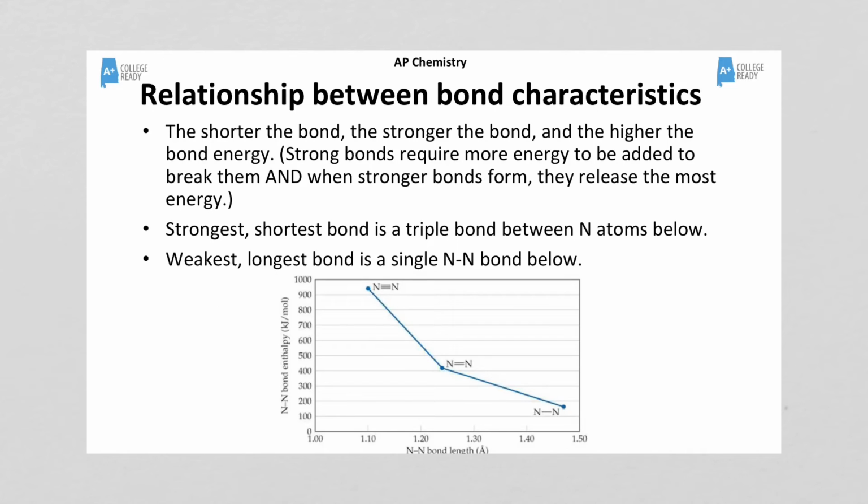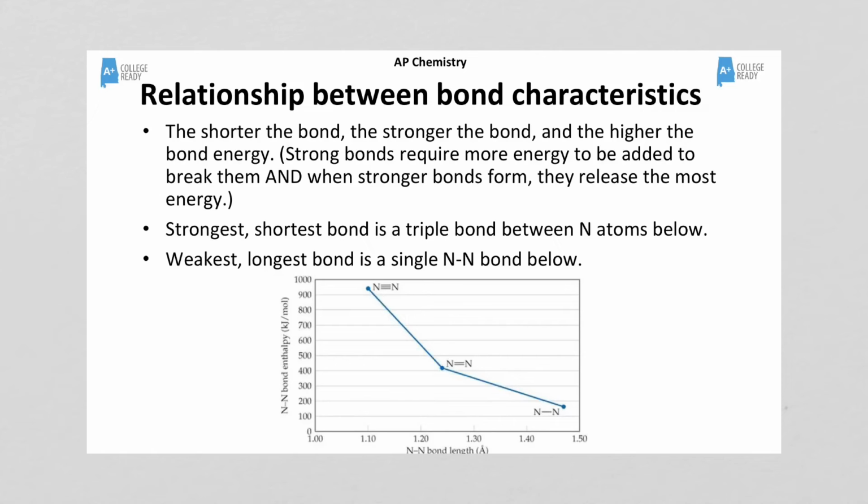Just to make sure you understand the relationship between bond characteristics: short bonds are stronger. It pulls the atoms closer together, and they have higher bond energy, meaning a stronger bond is going to take more energy to be added to separate or to break the bond. So if it takes more energy to break a strong bond, that means when a really strong bond forms, it's going to release a lot of energy, because it works both ways.